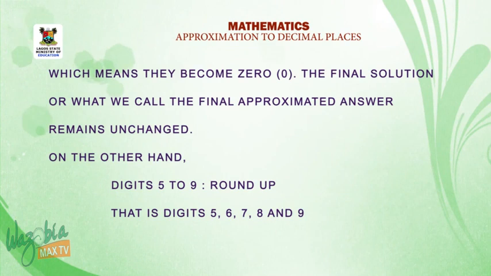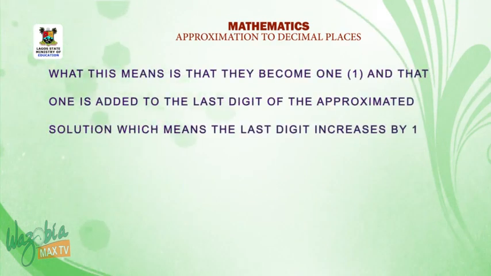On the other hand, digits 5 to 9 are rounded up. That is digits 5, 6, 7, 8, and 9. What this means is that they become 1. And that 1 is added to the last digit of the approximated solution, which means the last digit increases by 1.